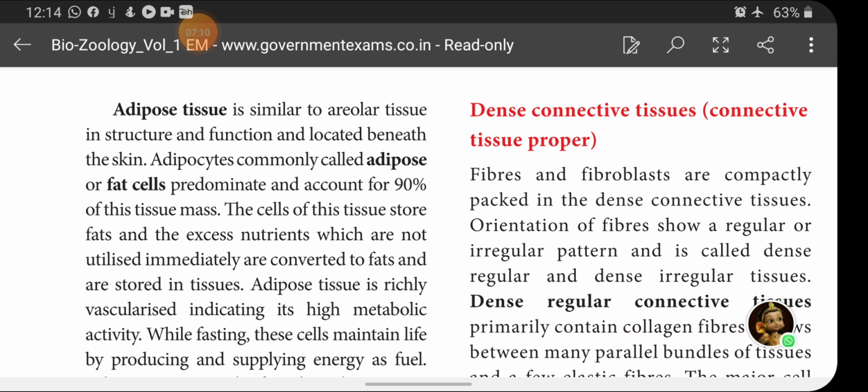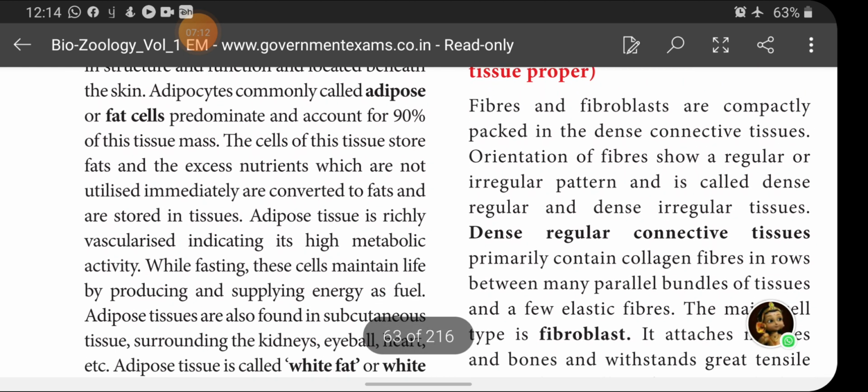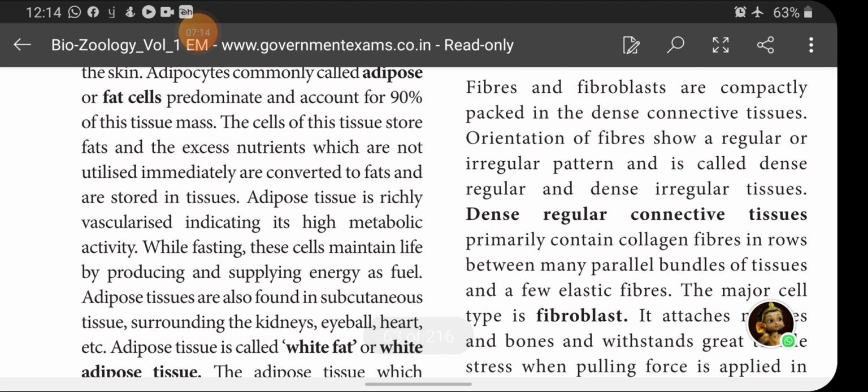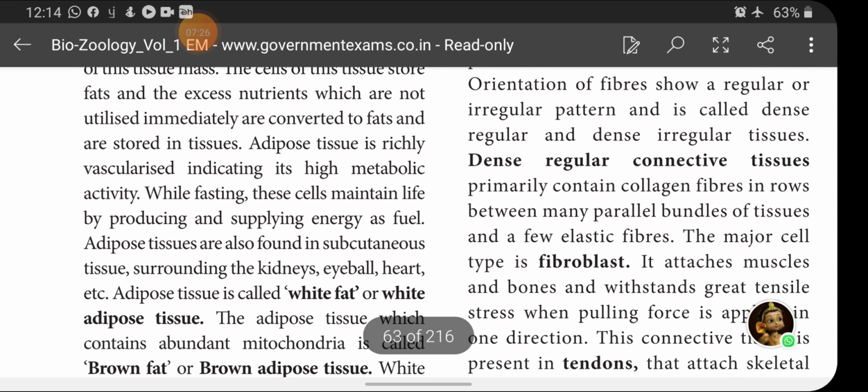Adipose tissue is richly vascularized, indicating high metabolic activity. So in adipose tissue there is a rich storage of nutrients and a rich supply of nutrients, so automatically metabolic activity will be more, and while fasting these cells maintain life by producing and supplying energy as fuel.